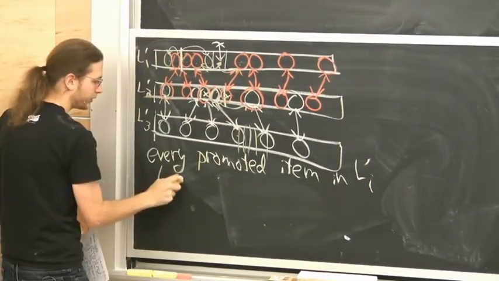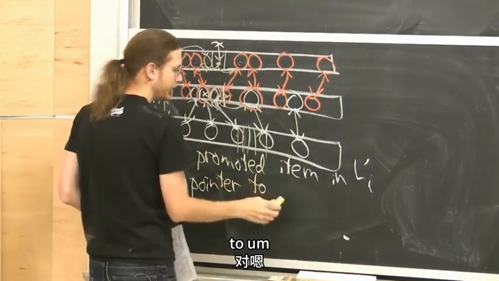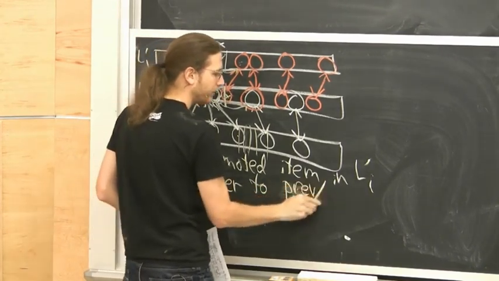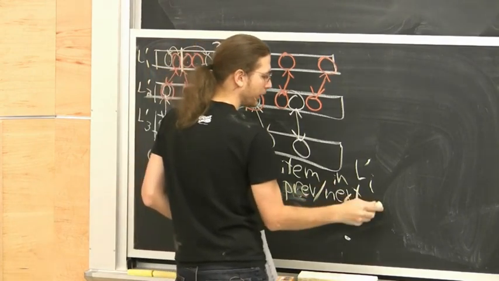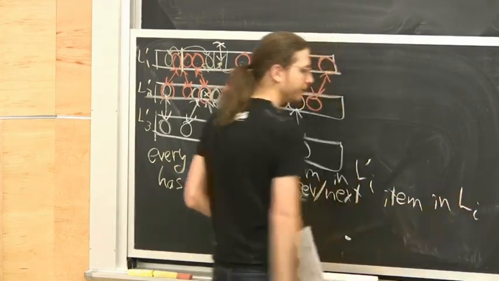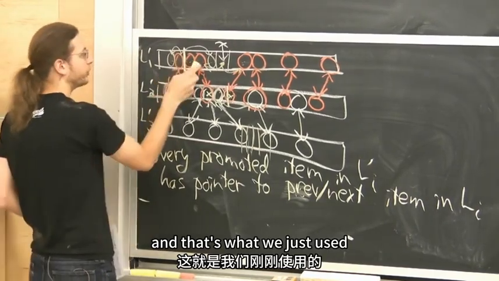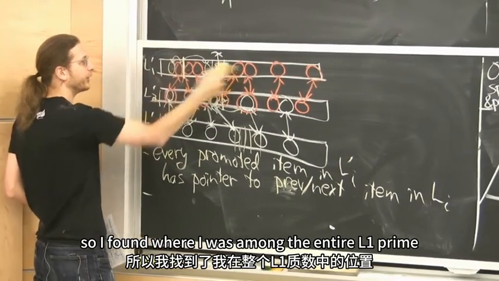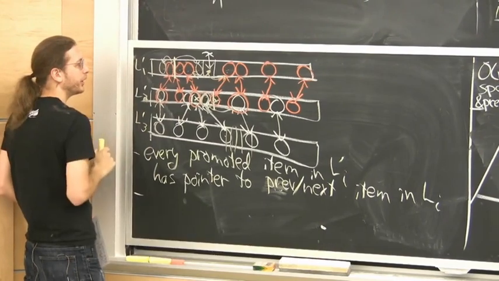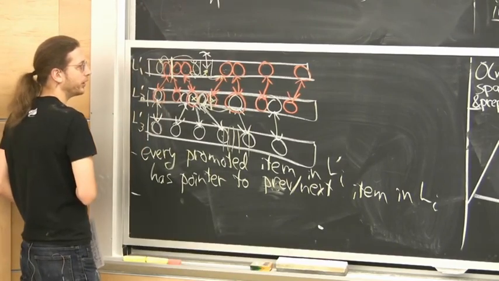has a pointer to previous and next non-promoted item. So that's an item in Li. Okay, that's 2 pointers. And well, that's what we just used. So I found where I was among the entire L1 prime, which is almost like a global search, not quite. And then I followed these pointers to figure out where it was in the original L1.